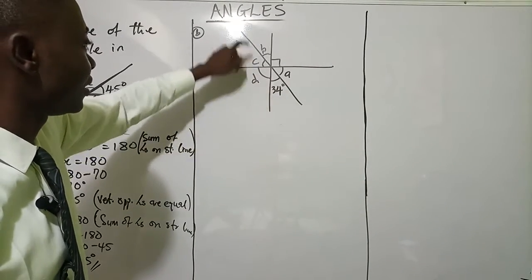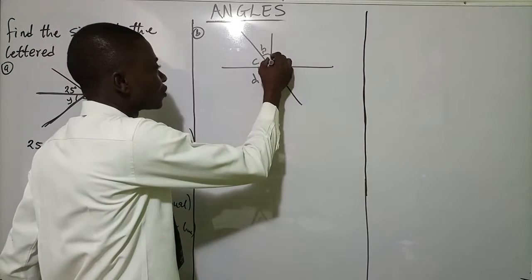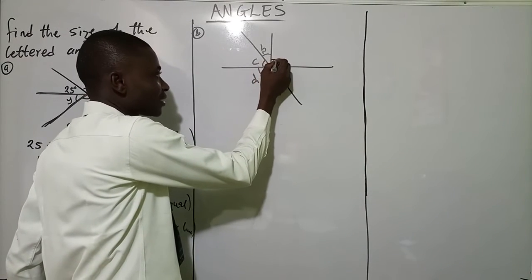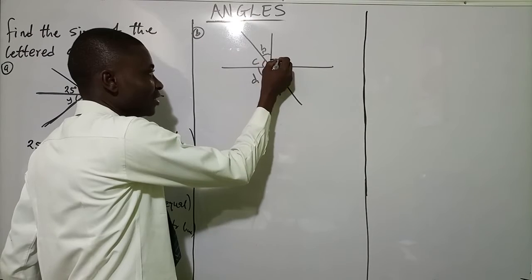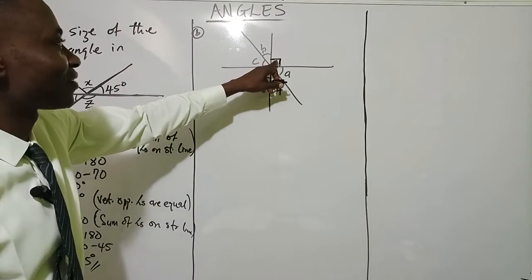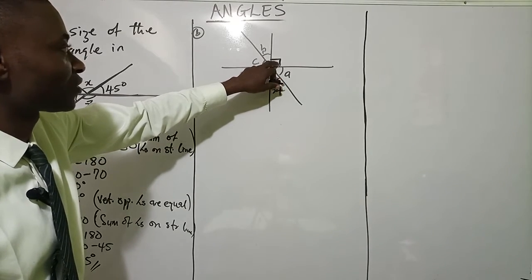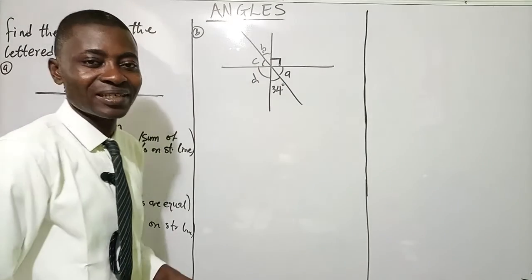The next one here, we are going to look for a, b, c, and d. Now, look at this question. There's something you are seeing here. Are you seeing this sharp edge here? Whenever you see this, it's telling us that this is a right angle. The value of this right angle is 90 degrees.